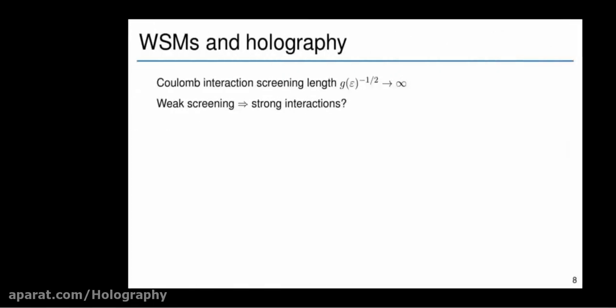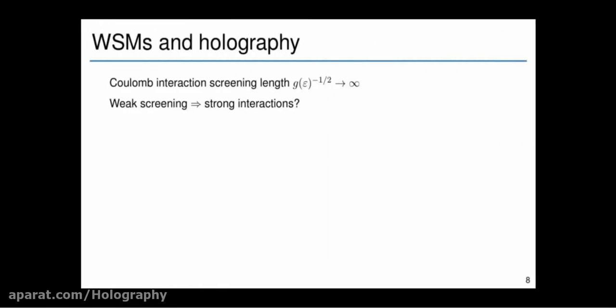Okay. So now I want to move on and use holography. So as I talked about on the first slide, the Coulomb interaction can be weakly screened in Weyl semimetals. And the reason for this is that the density of states at the Fermi level in a Weyl semimetal vanishes. And since the Coulomb interaction screening length goes like 1 over the square root of the density of states at the Fermi level, and density of states goes to 0, the screening length goes to infinity. So you can end up with strong interactions between the electrons.